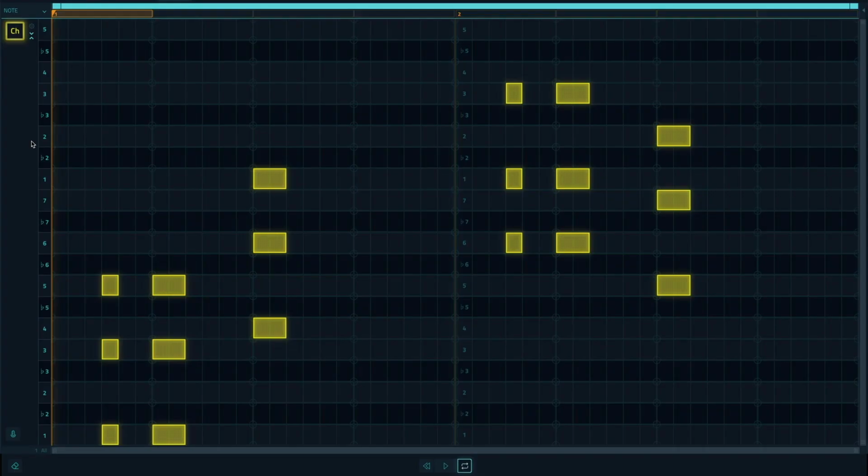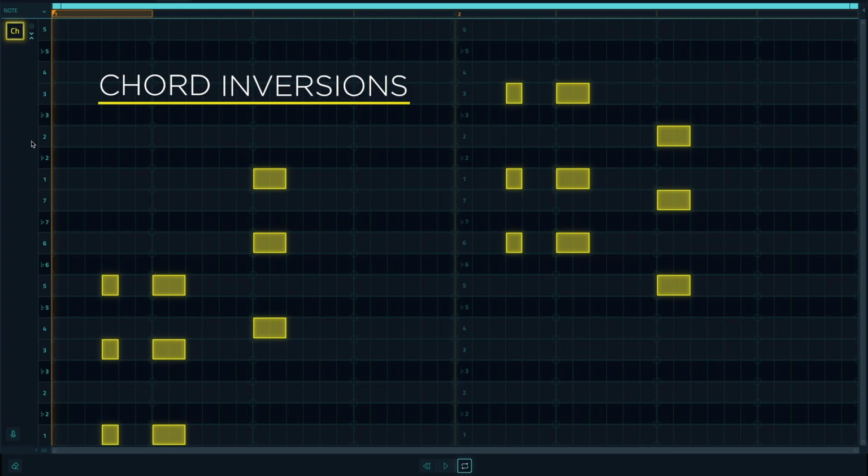In this excerpt from Building Blocks 2, I'm going to show you how to use chord inversions to make your chord progressions more fluid and interesting. Let's dive right in. Chord inversions.